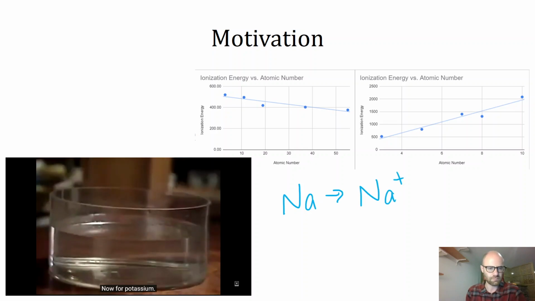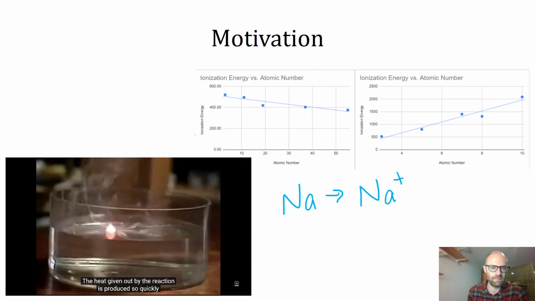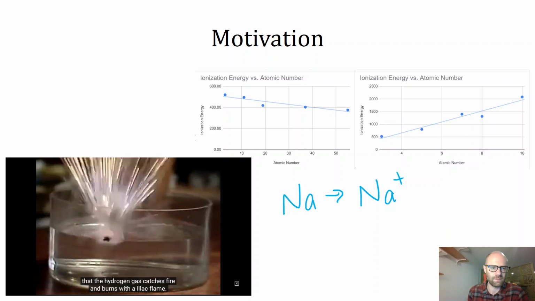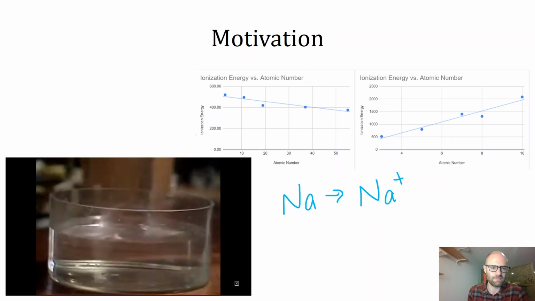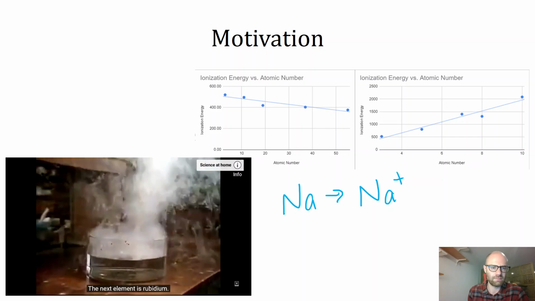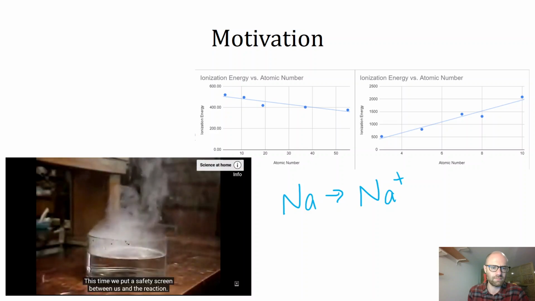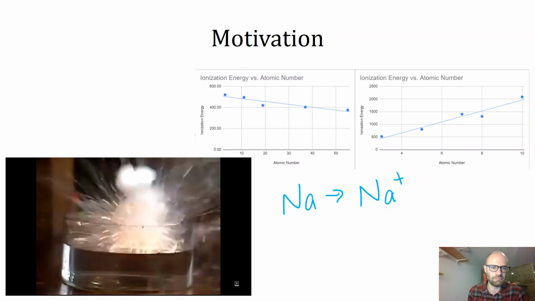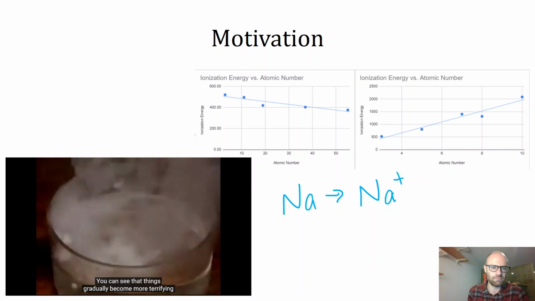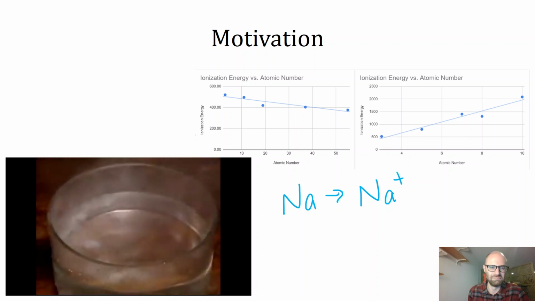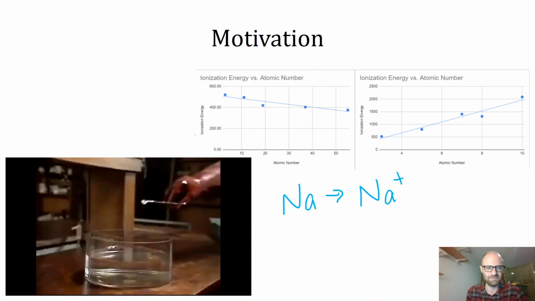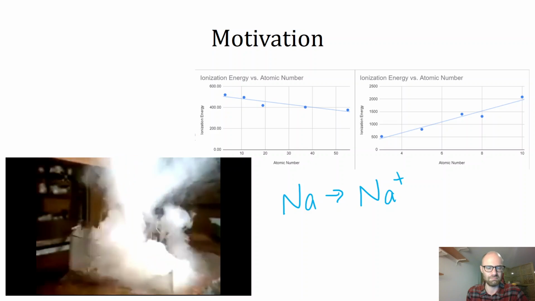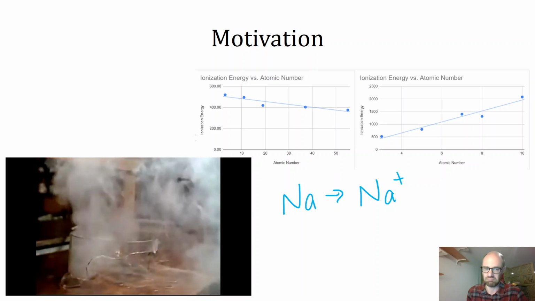Now for potassium. This time you'll see a flame. The heat given out by the reaction is produced so quickly that the hydrogen gas catches fire. It burns with a lilac flame. The next element is rubidium. This time we put a safety screen between us and the reaction. You can see that things gradually become more terrifying as we go down the group. Let's try cesium, our 5th alkali metal.